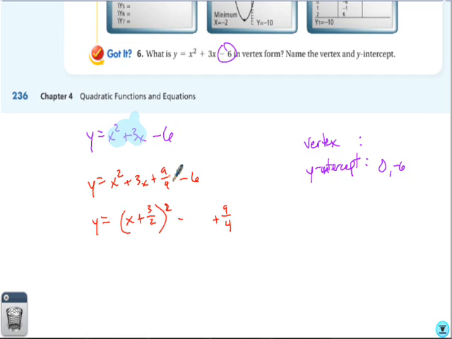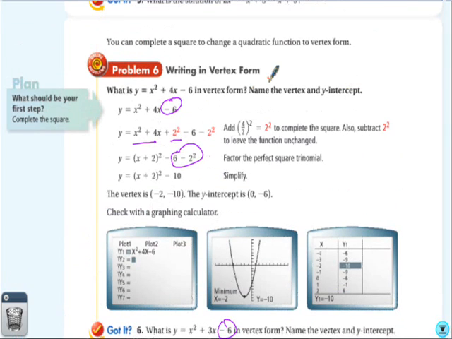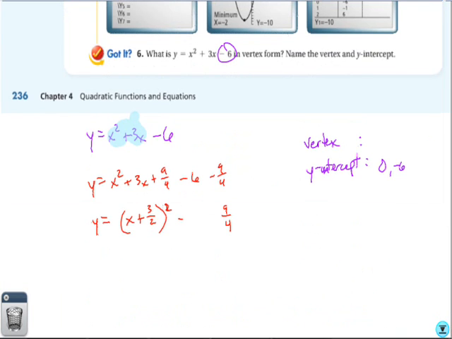If I add 9/4, I've got to subtract 9/4. I don't know why I put a plus right there, because we don't want to change the value. Let me make sure that this is clear. We added 3/2 squared here, so we subtract 3/2 squared here. So we're really adding 0 to the right side. Sorry, I went too fast over that, and then I made the same mistake.